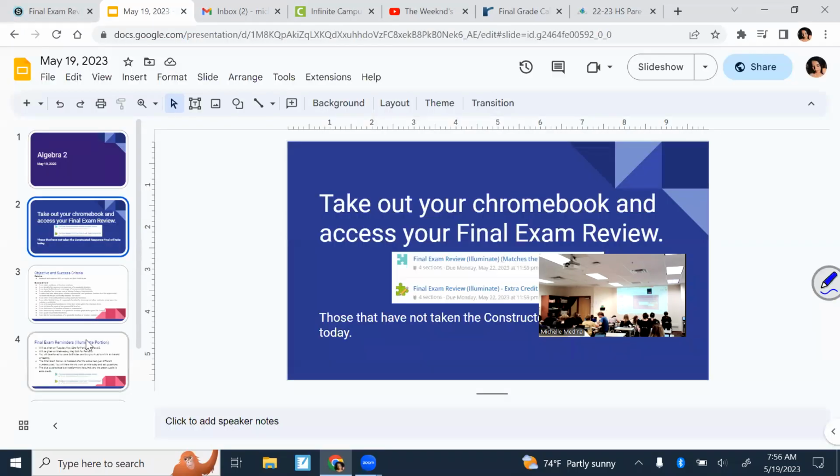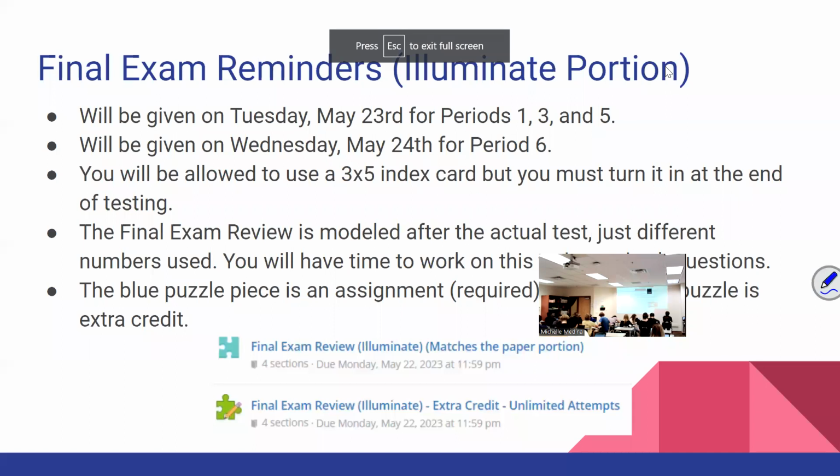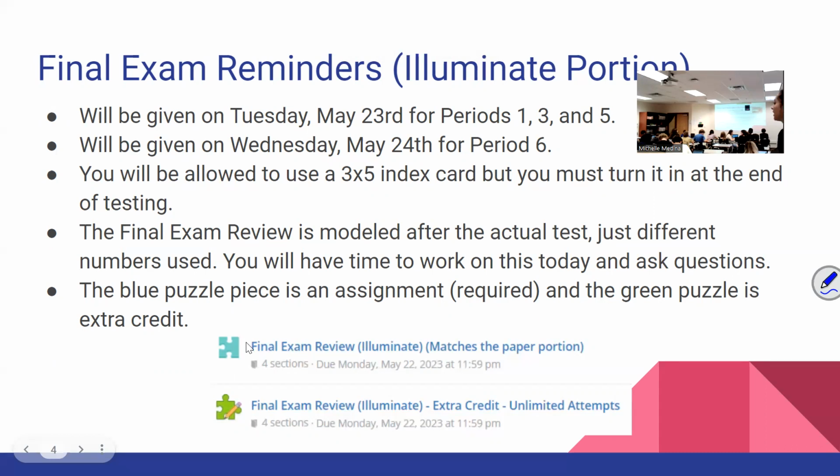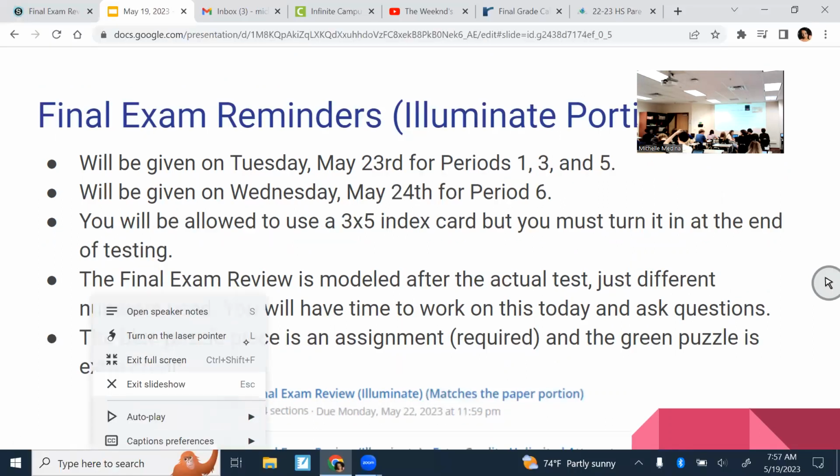Before we do that, just going over the reminders. For periods 1, 3, and 5, you are taking your final May 23rd. My period 6 is taking it May 24th. You are allowed to use a 3x5 inch index card, but you have to turn it in once you're done with the test. The final exam review is modeled after the actual test, but with different numbers. And blue puzzle pieces for a grade are due by midnight on Monday, no exceptions. And the green puzzle piece is extra credit. So now that we talked about that, any questions from the review?